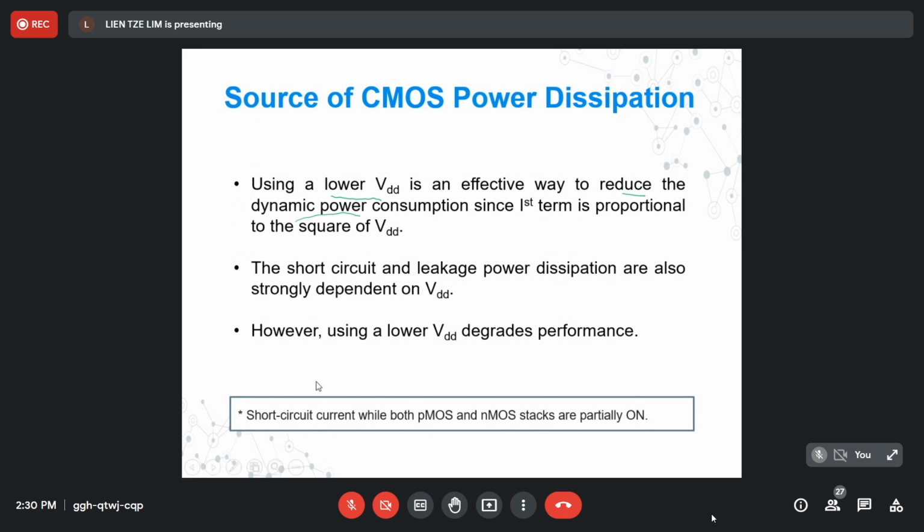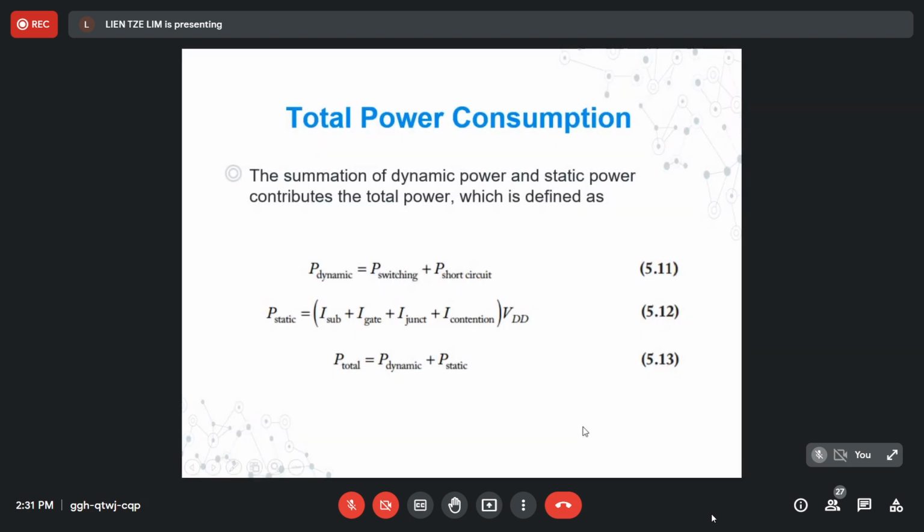Here there is a definition for short circuit current. Short circuit current means while both PMOS and NMOS stacks are partially on. There is a diagram which I can show you, but not in this slide. I will show it later with a diagram in the next few slides. So I will cover this first.